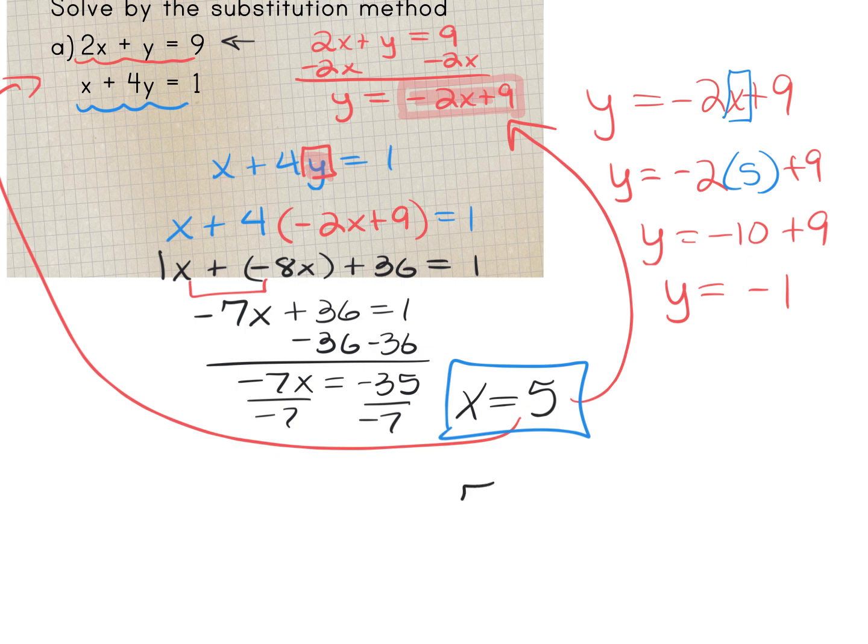My solution to this system is the ordered pair (5, -1). Remember, you write it in alphabetical order: x comes first, then y. Now, one way that you can check your solutions is to plug this ordered pair back into both of the original equations. If it doesn't work and give you true statements, then you've done something wrong. So this is always a way that you could check to see if an ordered pair is a solution. Let's try another example.